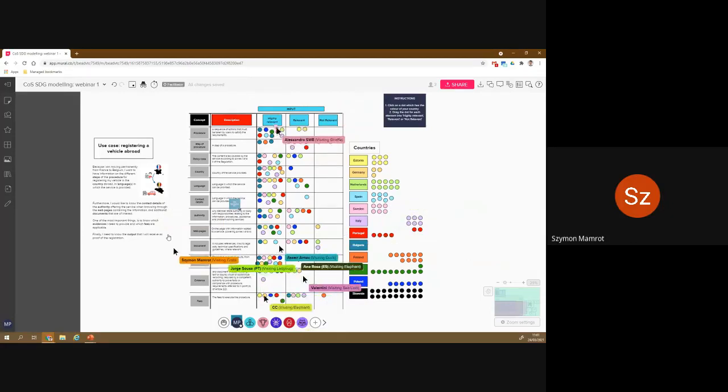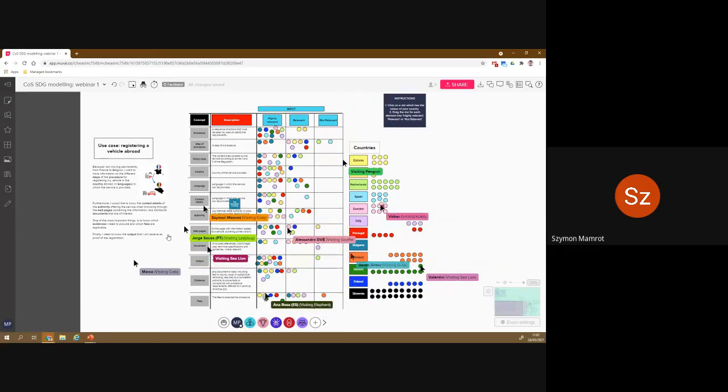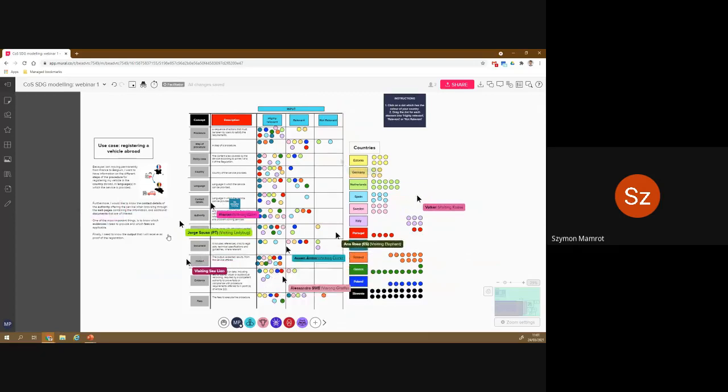And the second question, in the contact details, the description is the same as in the language. I think you meant in this place the contact details of the authority, yes? Yeah.